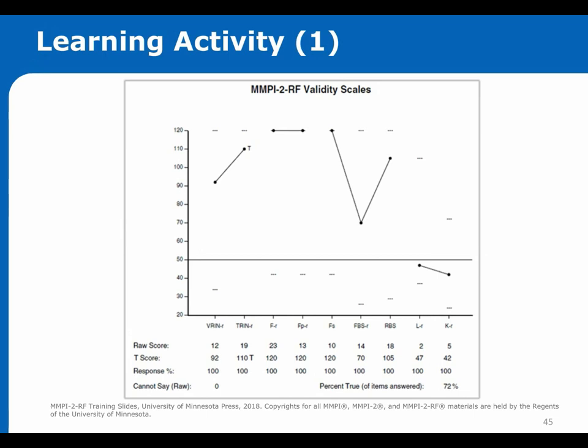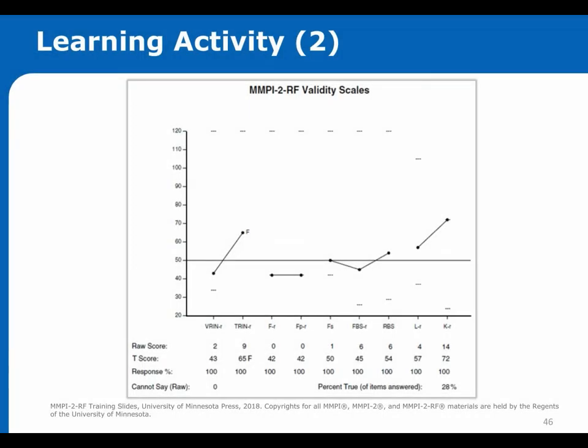Now, whenever VRIN or TRIN is elevated, we stop there, we go no further. So what that means is even though we have prominently high scores on the overreporting validity scales, we're not going to interpret them. We're stopping once we get to either VRIN or TRIN having an elevation of AT or higher. Now in this example, what are the key threats to protocol validity that are evidenced?